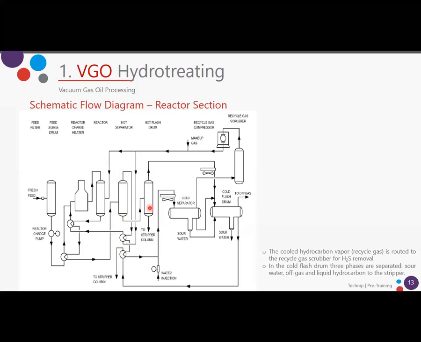Okay, so why do we send the hot separator top product to the cold separator? This heat exchanger, we send it here, we cool it, and we send it to the cold separator. And for the hot flash drum, we send the top product to the cold flash drum. I just want to know what's the difference between each of them.